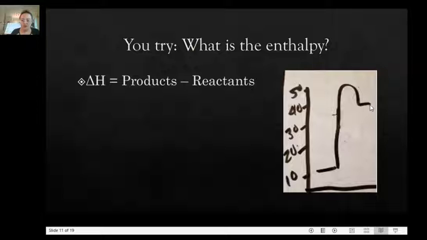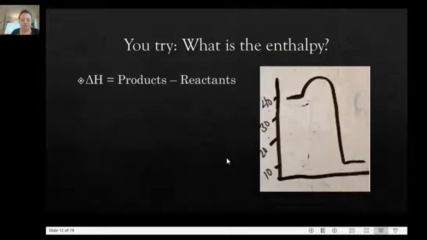So if we say that our products is 40 and our reactants is 10, 40 minus 10 is going to give us 30. This time the reactants is 40 and the products is 10. So if we do 10 minus 40, we're going to get negative 30 this time. So this time energy is being released.